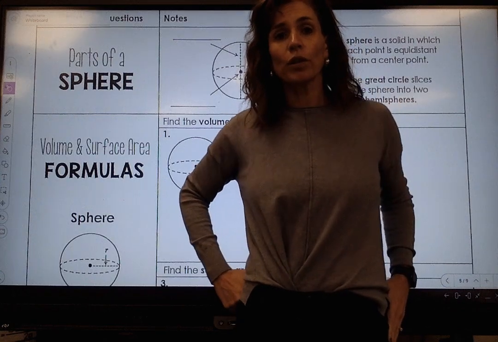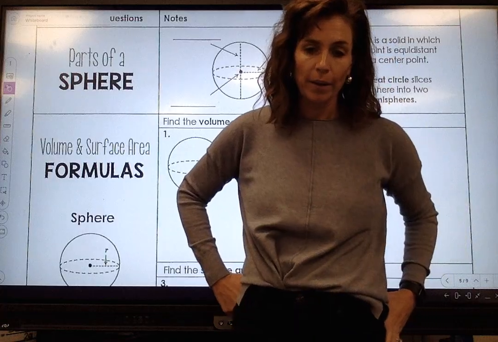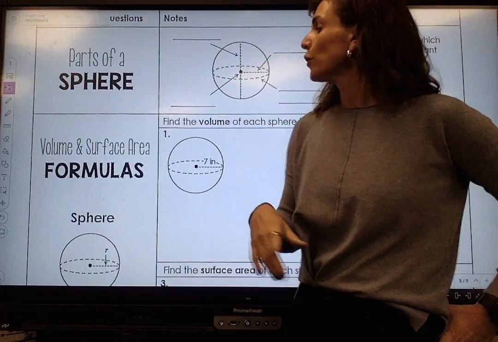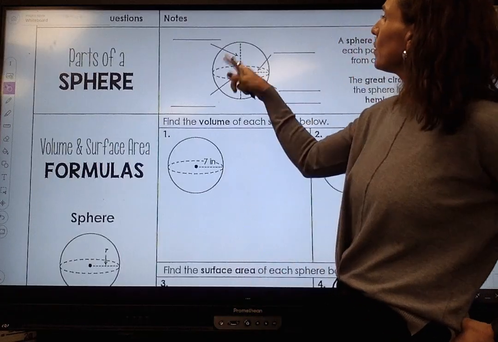In this section, we're going to look at spheres and how to find the volume and how to find the surface area of these spheres. But first, we need to know the parts of a sphere. So the parts of a sphere are this.